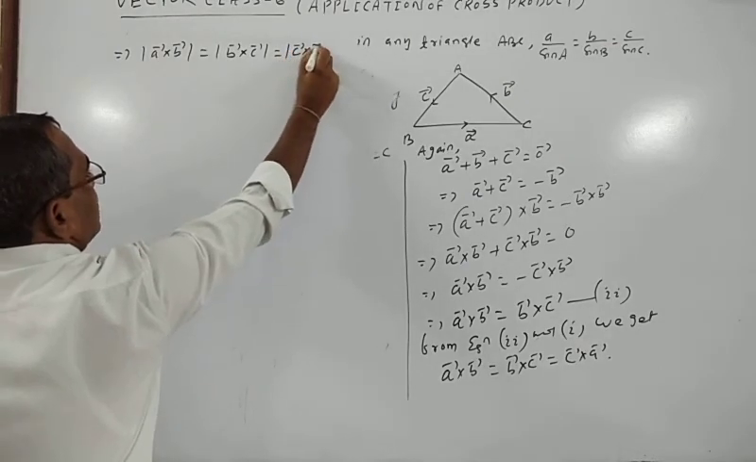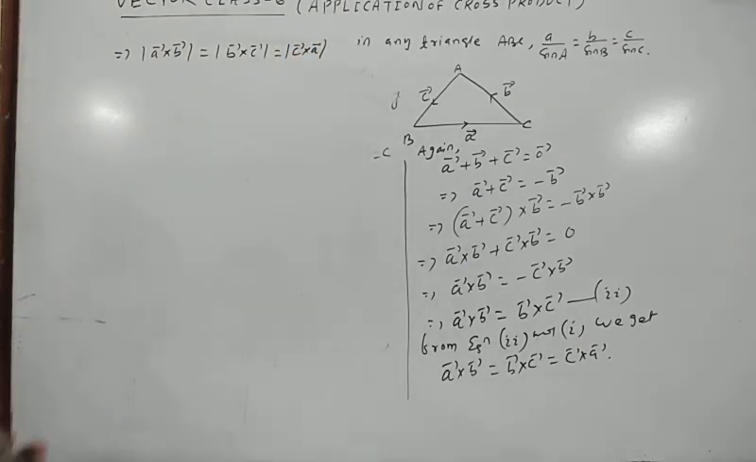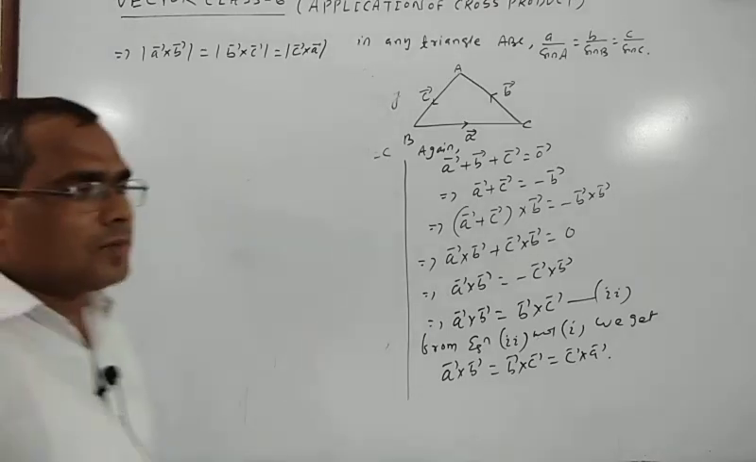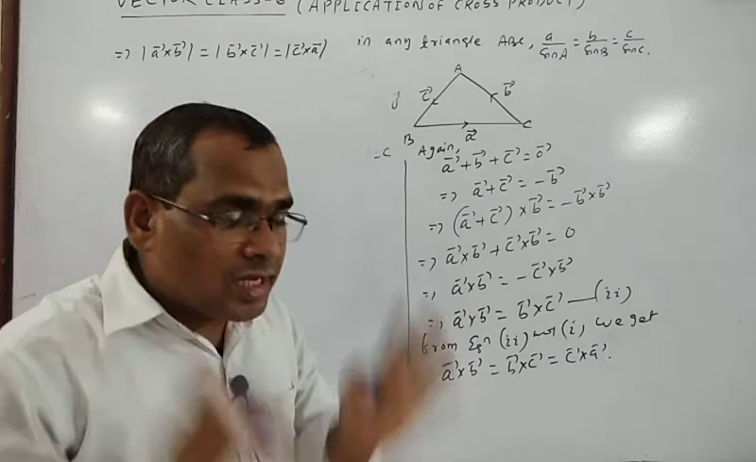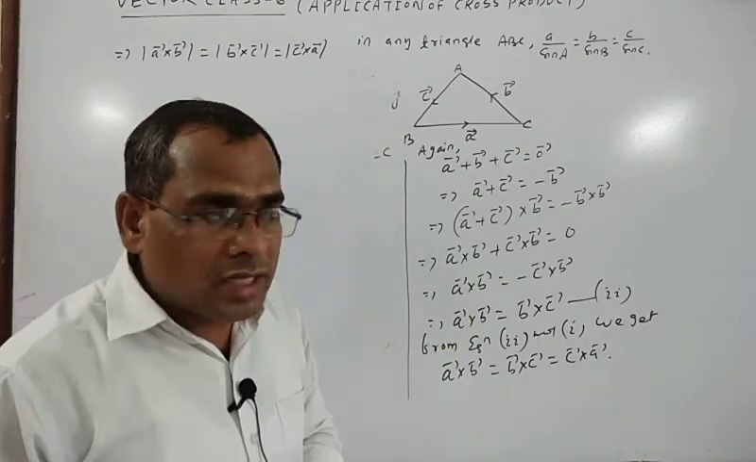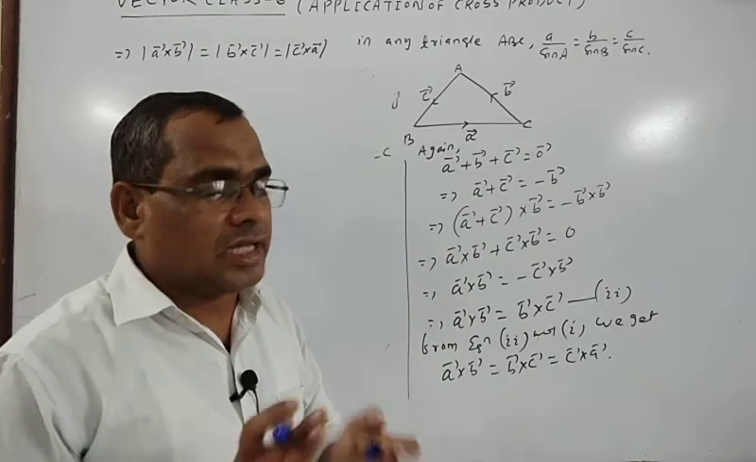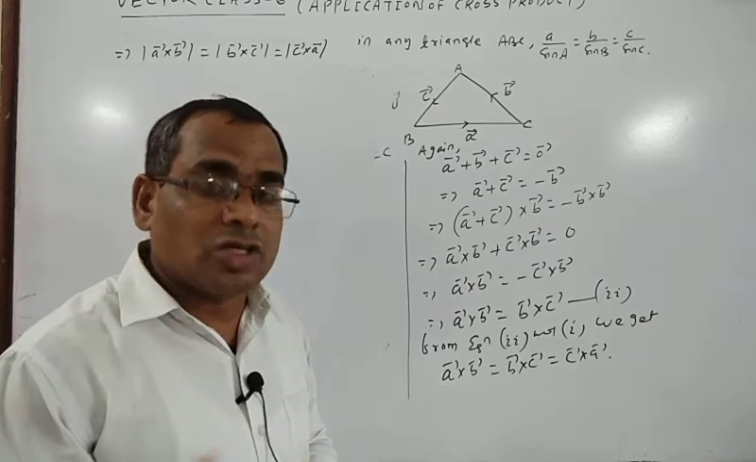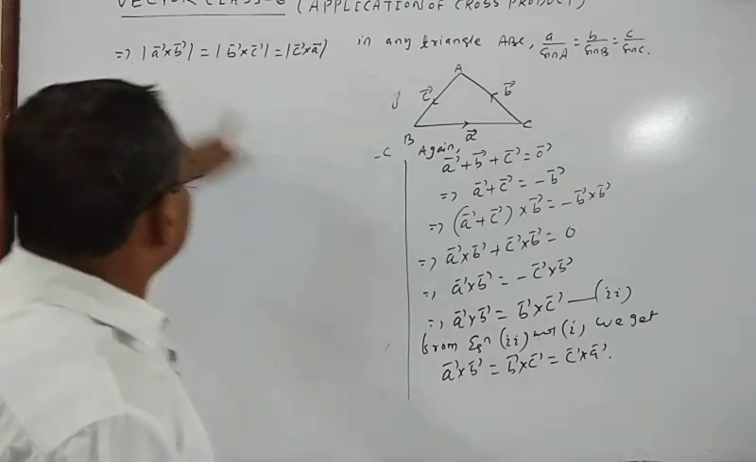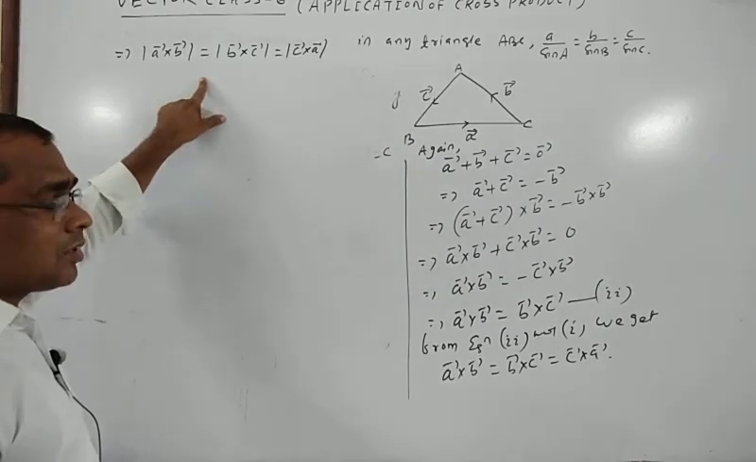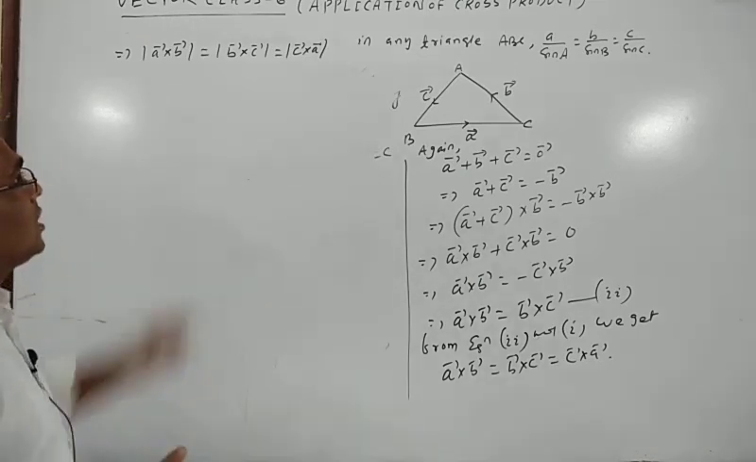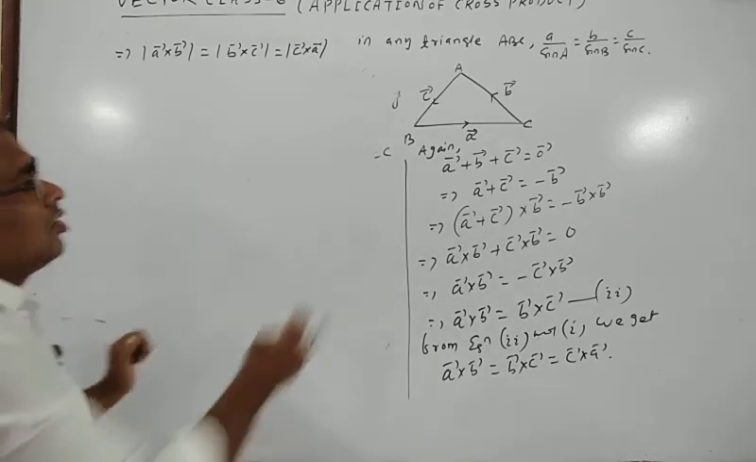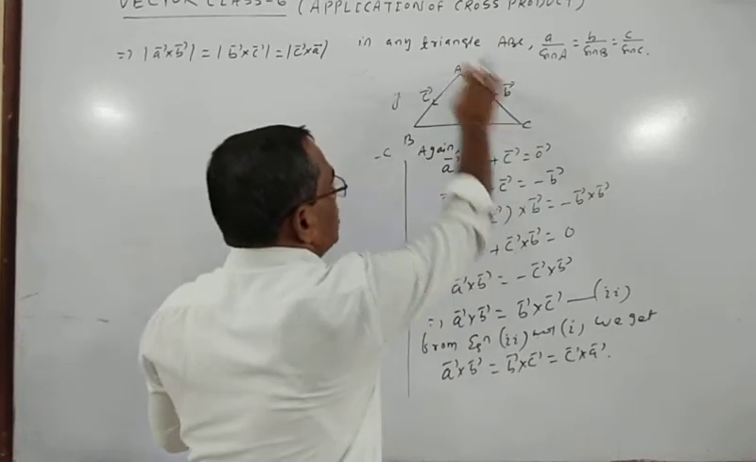You know a vector cross b vector is equal to a vector magnitude, b vector magnitude, sin theta into n cap, but its magnitude is equal to a vector magnitude b vector magnitude sin theta, because n cap magnitude is equal to 1. So here theta means the angle between a vector and b vector, but in that triangle ABC, what is the angle between a vector and b vector? So this one is a vector and this one is b vector.